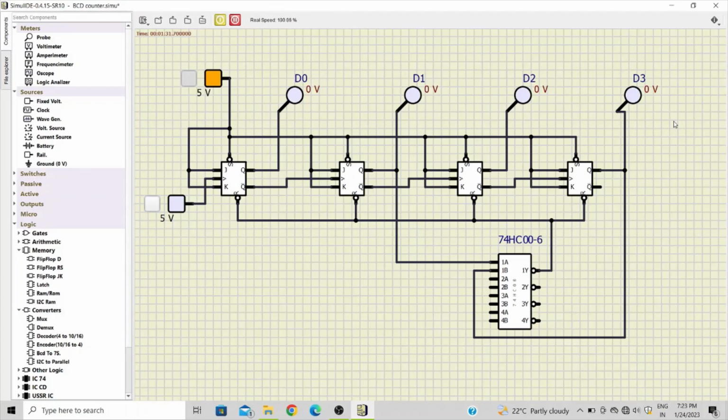Okay, so this is how we can design a BCD counter using JK flip-flops, and we can simulate it using the SimulIDE.